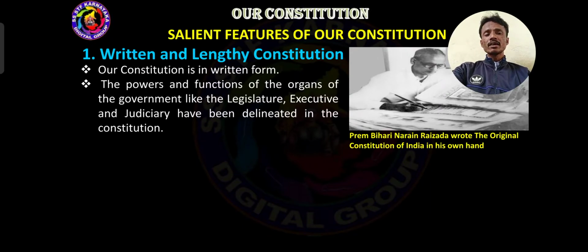The legislature is called the Parliament, and there is the executive. The executive is the administrative department. So the legislature means Parliament, the Lok Sabha and Rajya Sabha; the executive is the administrative department, the Prime Minister and Chief Minister. Then the judiciary is the judicial system, the High Court and Supreme Court. Delineated means outlined in the Constitution through the written form. That is why it is a written and lengthy Constitution.